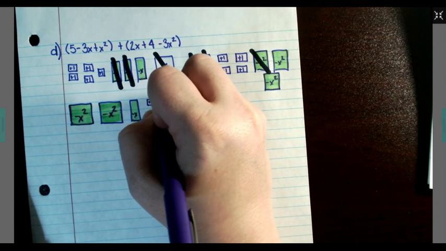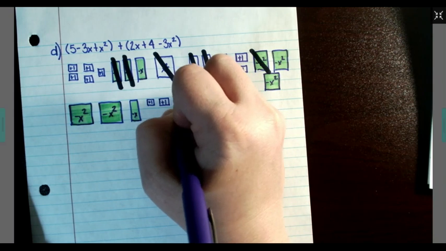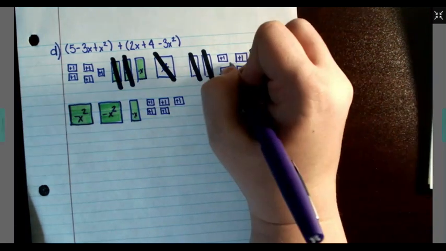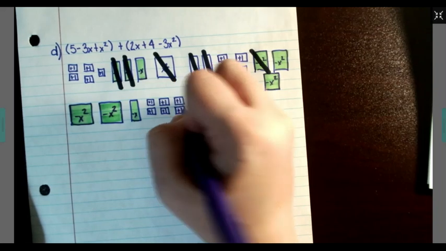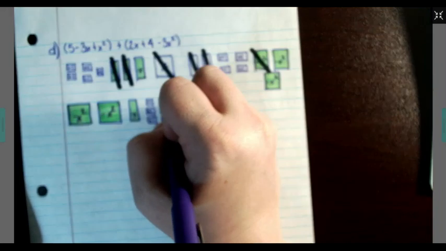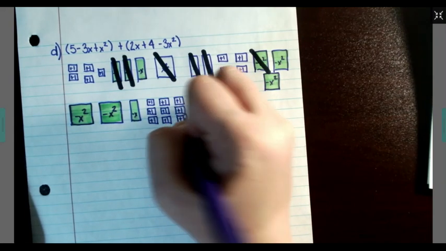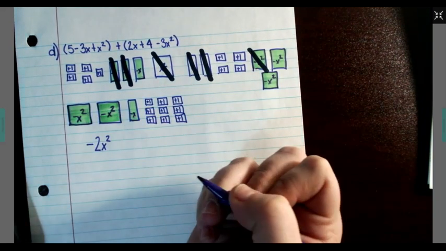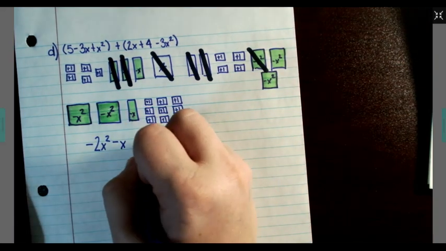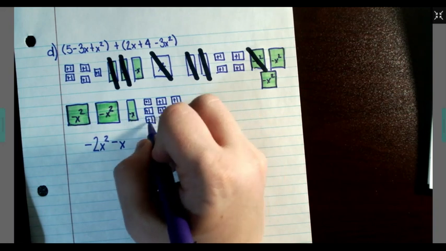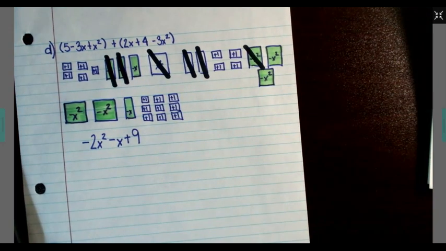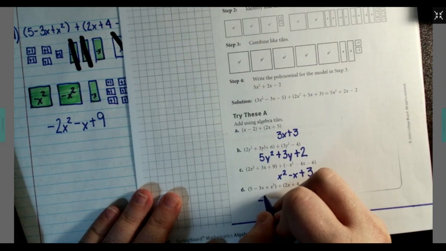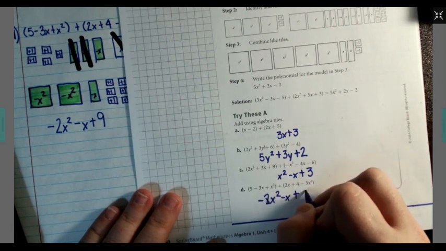And then we have these 5 squares with these 4. So I got 1, 2, 3, 4, 5. Now I need to make these 4. 1, 2, 3, 4. So that makes my final answer. Negative 2x squared minus x. And I have 1, 2, 3, 4, 5, 6, 7, 8, 9 of these. So plus 9. So negative 2x squared minus x plus 9. Negative 2x squared minus x plus 9.